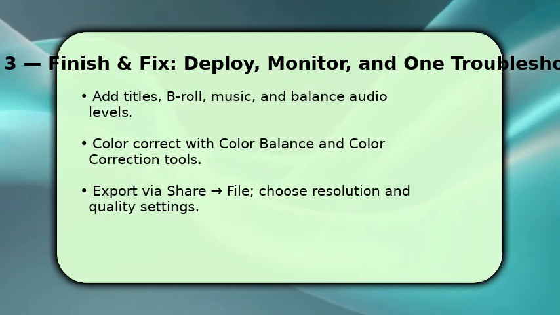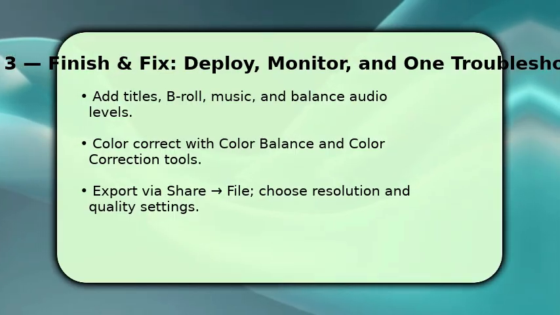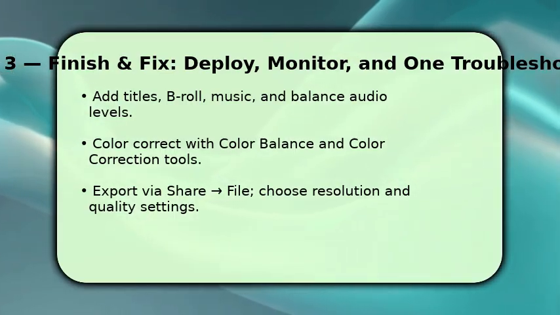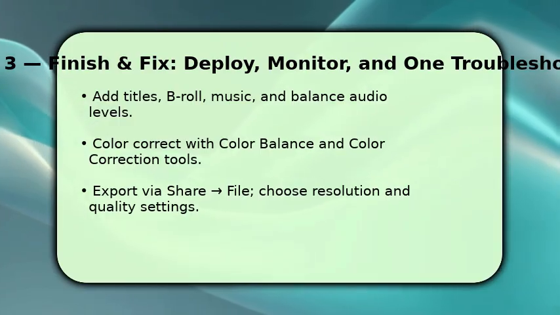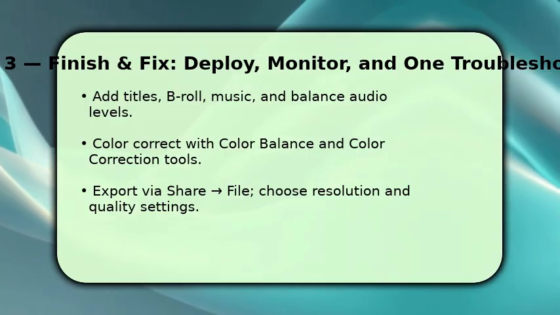Place lower third titles where names appear. Use color balance and color correction to match shots and adjust audio levels or add keyframes to avoid clipping. When ready, choose Share > File, pick Resolution and Quality, and export a finished movie.